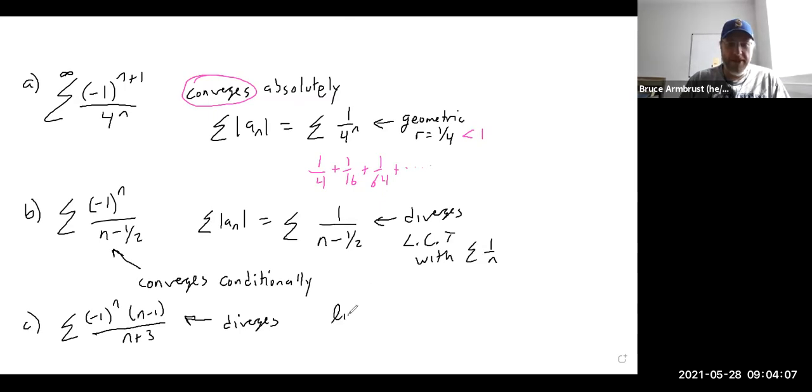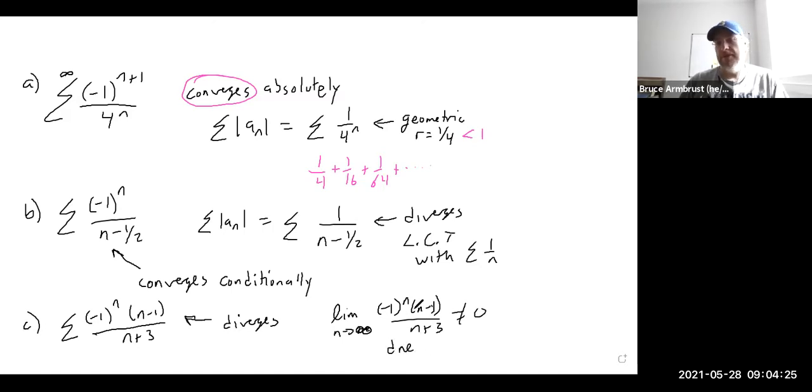Yeah, if you look at the underlying piece here, the limit as n goes to infinity of the -1 to the n times n minus 1 over n plus 3 does not equal 0. In fact, this limit doesn't exist because you're going to bounce around between numbers that are getting closer and closer to +1 and -1. And we know that in order for a series to converge, those terms have to go to 0. All right, so for those 3 series, it's converges absolutely, converges conditionally, and then diverges.